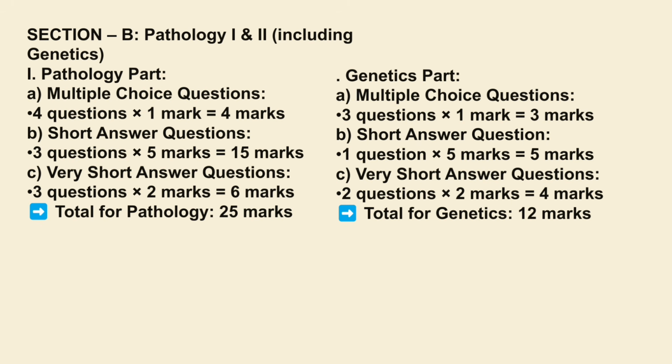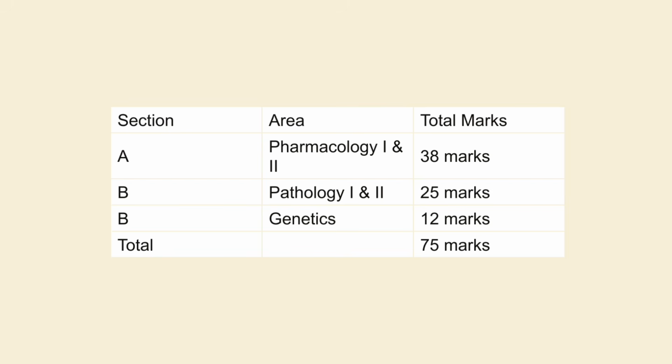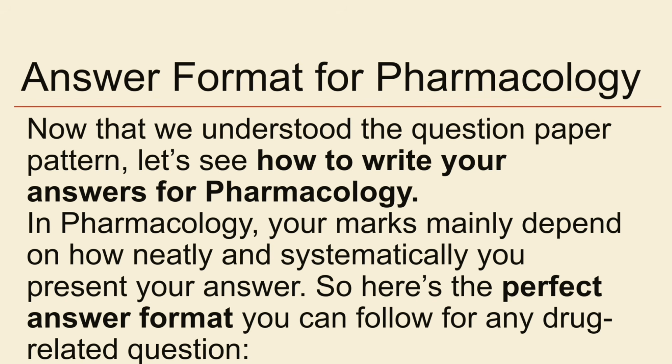So this is the pattern for PPG. Let's take an overview. Pharmacology 1 and 2, 38 marks, Pathology 1 and 2, 25 marks, Genetics 12 marks, total 75 marks. So this is the pattern for PPG.